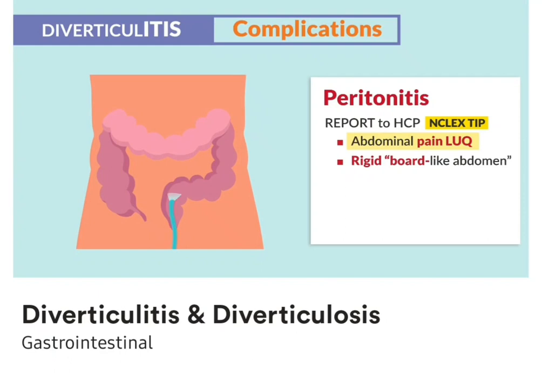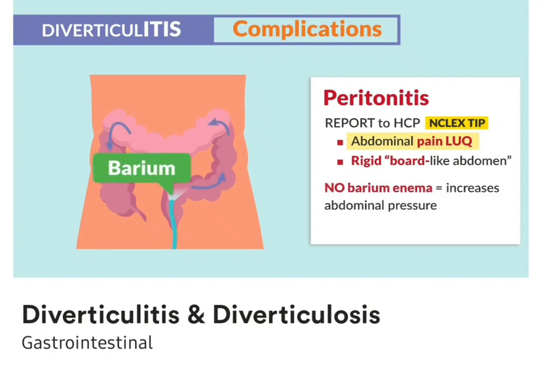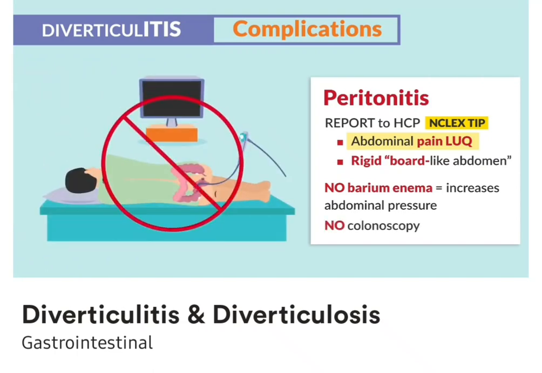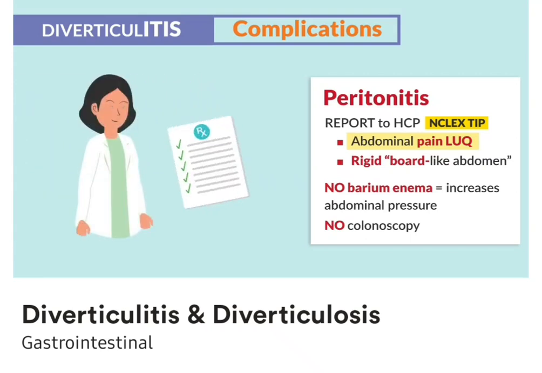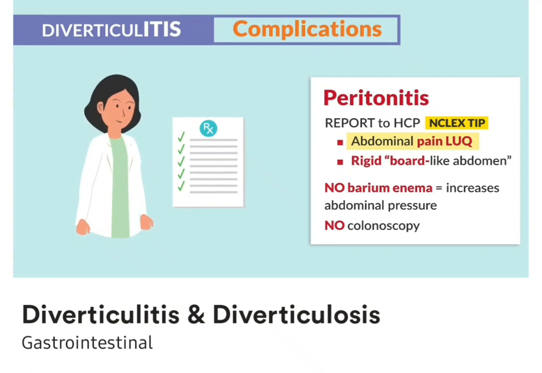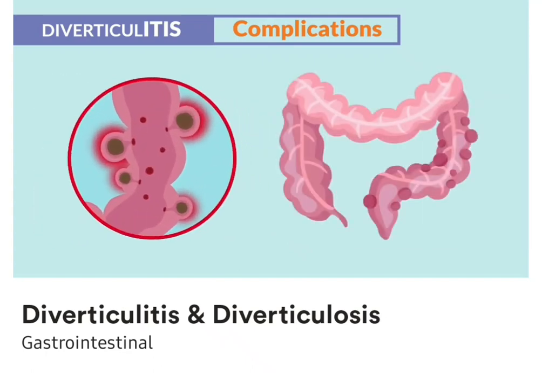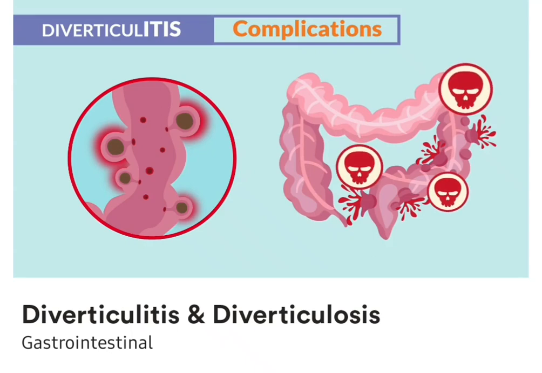So write it down. We don't want to add any barium enemas. This will increase abdominal pressure, and no colonoscopy. We're not sticking any tubes up through the rectum into the colon area. So write these down. Always question any doctor's order or prescription for these key terms for acute diverticulitis. So just think acute inflammation can lead to a deadly rupture.